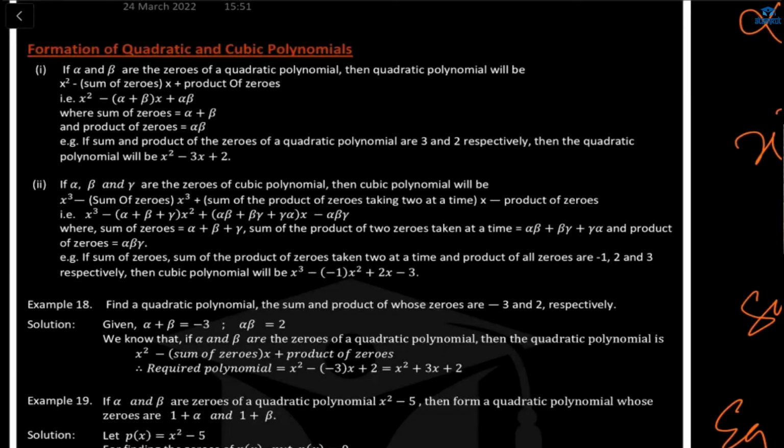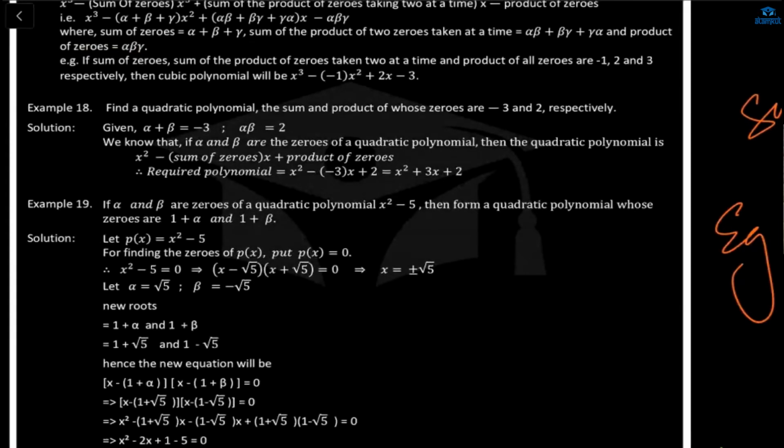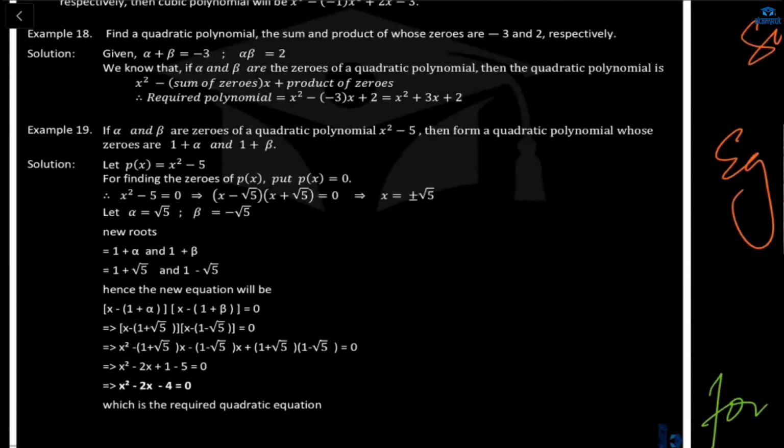Okay. Now you can see example number 18. In this question the product of the zeros is given to you, that is minus 3, and the sum of the zeros is 2. So what will be the quadratic equation? That will be x squared minus... plus 3x plus 2. Why plus 3x? Because this 3 also contains a minus, and when you form the equation, it is minus alpha plus beta x. So that way x squared plus 3x plus 2. Similarly, there is question number 19.